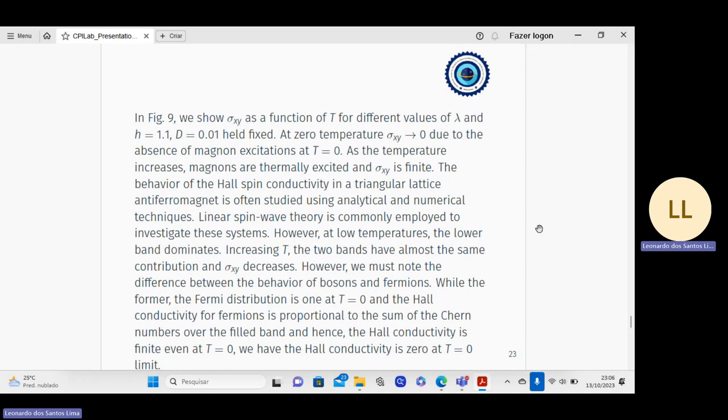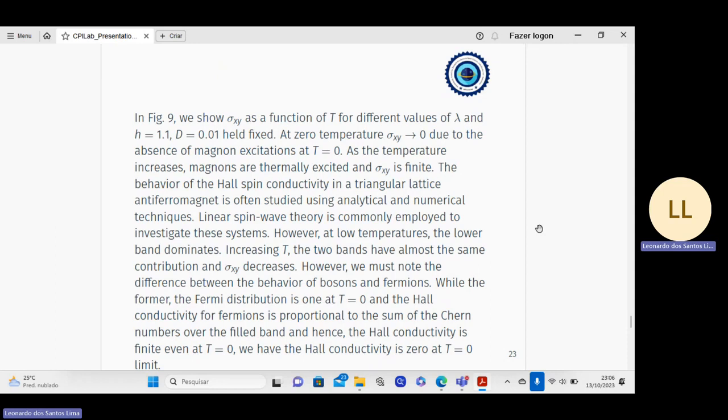The behavior of the spin Hall conductivity in a triangular lattice ferromagnet is studied using analytical and numerical techniques. The linear spin wave theory is commonly employed to investigate this system. However, at low temperature, the lower bands dominate. As the temperature increases, the two bands have almost the same contribution, and the spin Hall conductivity decreases.